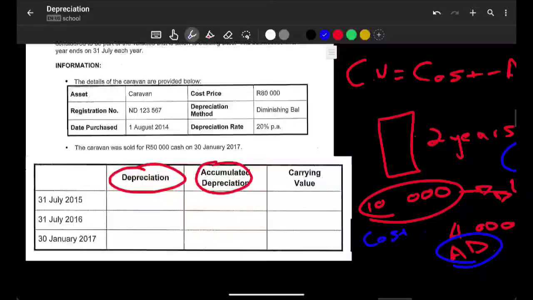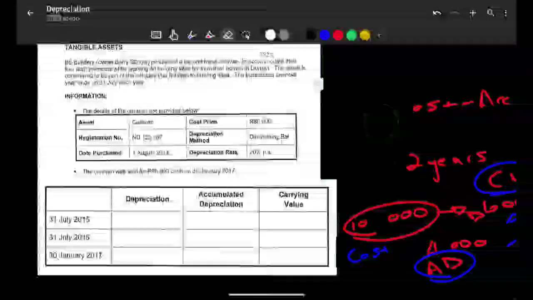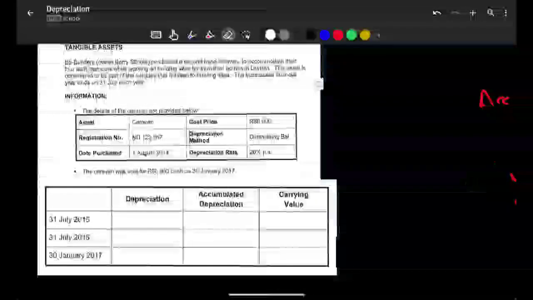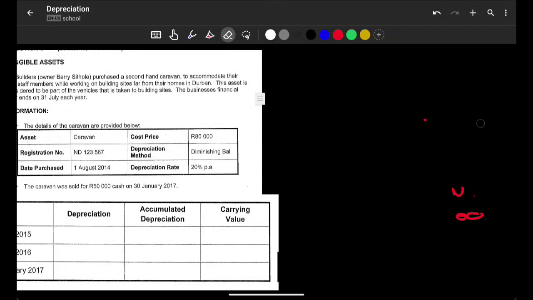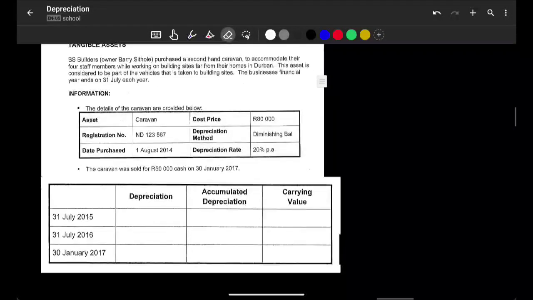So with having the basic terms out of the way, now we can actually calculate this whole scenario, right? So here we have BS Builders purchased a second-hand caravan to accommodate their 4 staff members while working on building sites far from their homes in Durban. This asset is considered to be part of their vehicles that is taken to building sites. The business financial year ends on 31st July each year.